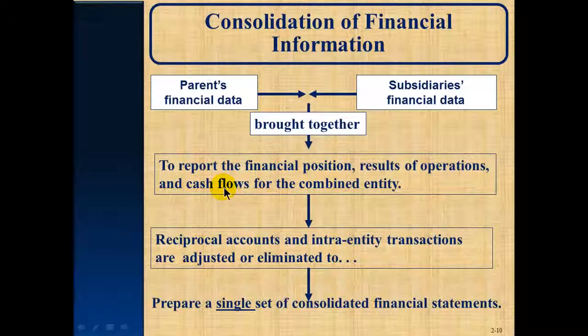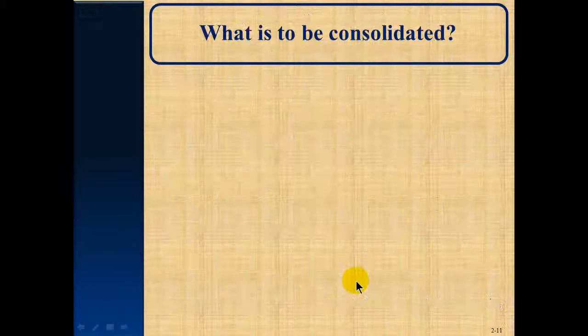And of course the fourth is the statement of changes in owner's equity. But you bring those together to do a combined statement. You have a lot of back and forth on the reciprocal accounts, intra-entity, that we're going to get into. A lot of these are chapters 3, 4, and 5, and then finally get down to a single set of consolidated financial statements. So pretty straightforward, pretty logical in what we're doing here.